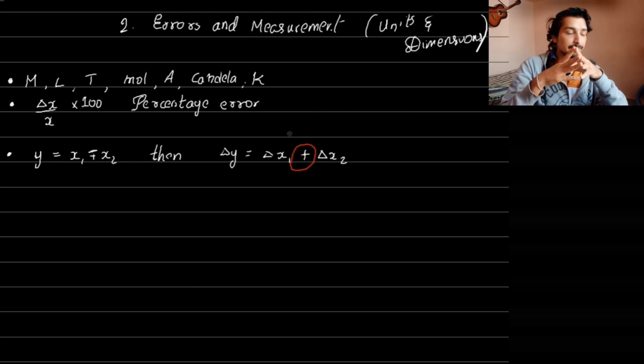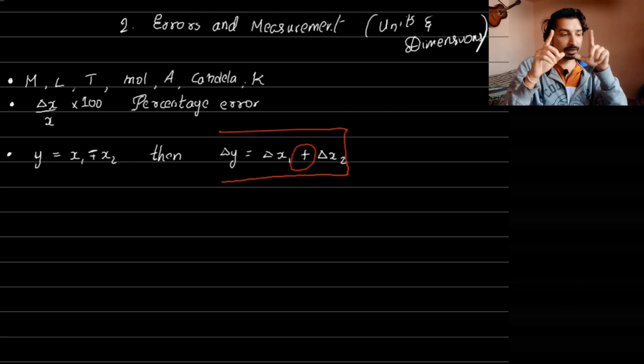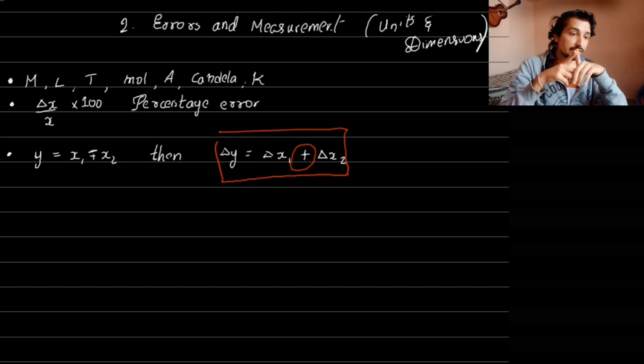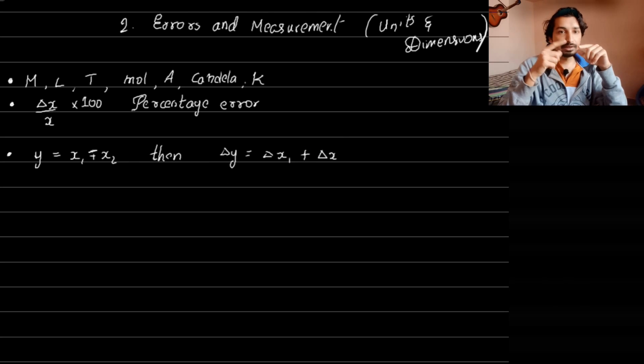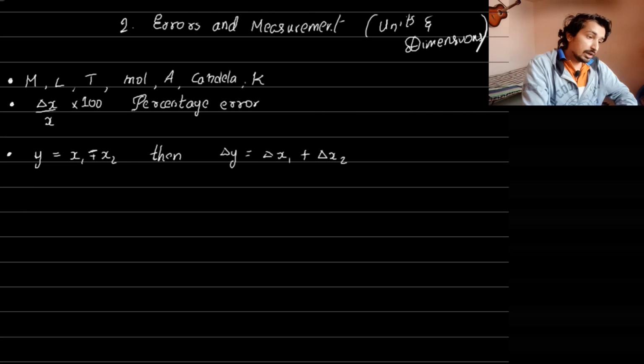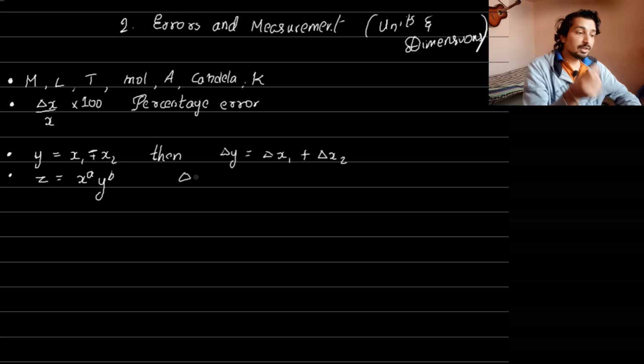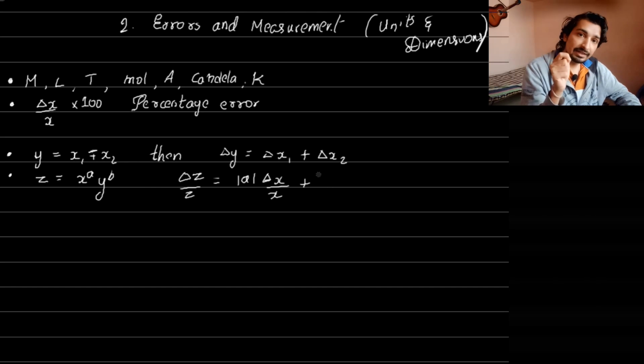And when you multiply or divide any quantity, what happens? You take the relative error, delta z by z, and whatever power is there, you multiply the mod of that power. For example, if you have z equals x to the power a into y to the power b, then the error in z will be delta z by z equals mod of a into delta x by x plus mod of b into delta y by y. So you need to take the mod of the power. Even if the power is negative, you still take the mod of the power.